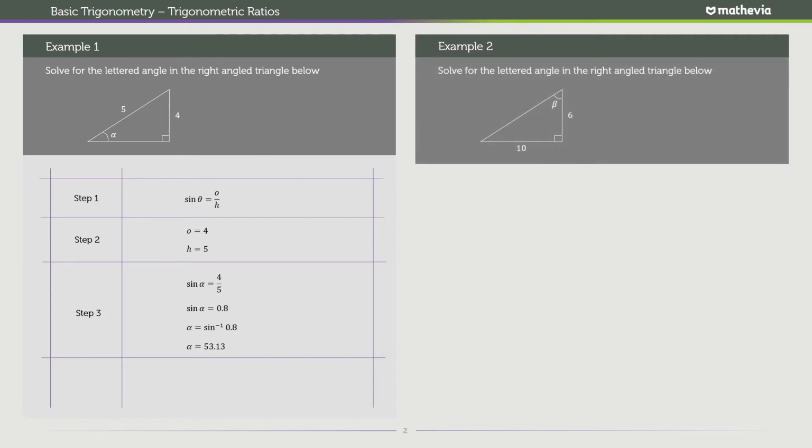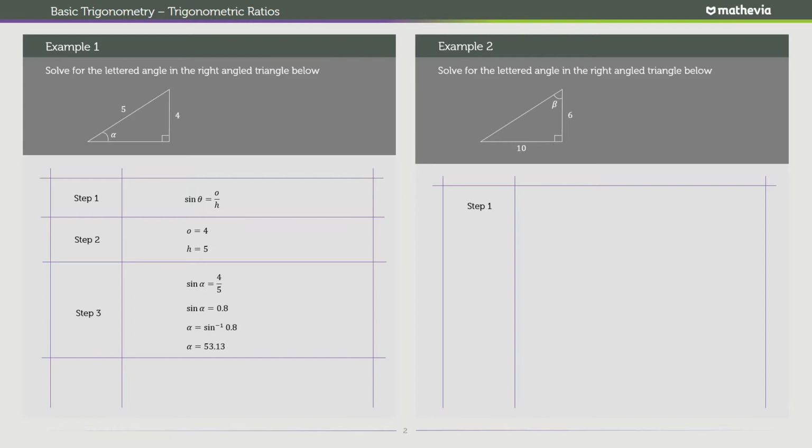Example 2 says solve for the lettered angle in the right angle triangle below. We have beta, and we're given two sides. Actually, we have the opposite and the adjacent. Now, can you tell which is the opposite and which is the adjacent? I tell you the opposite here is 10. You need to be very careful about that. And then the adjacent is 6.